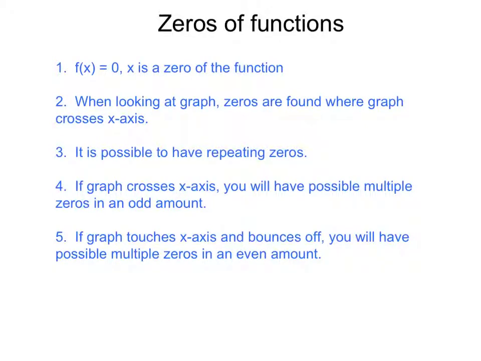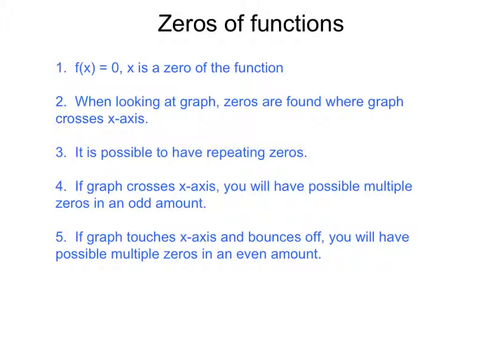Finding zeros. Basically, when we're looking to find zeros, you're really just looking for x-intercepts or where the graph crosses the x-axis. I'll let you read through this, and you can always pause it if you need to, but something to keep in mind is probably 4 and 5. If a graph crosses the x-axis, you will have the possible multiple zeros in an odd amount.